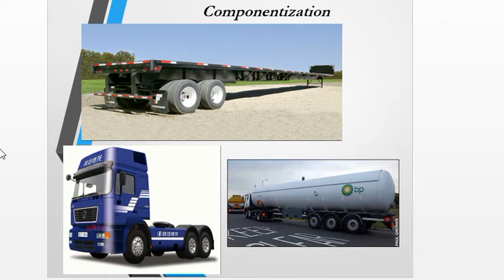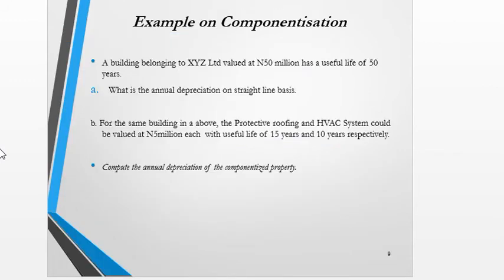So that is why IFRS introduced what is called componentization. Meaning, when you have an asset that can be componentized, then you do componentization. This is a truck, which is componentized into 3 parts. Meaning, the useful life for each part, each component, is different. This can be 10 years, another one can be 5 years, another one can be 15 years. Now, let's look at an example.